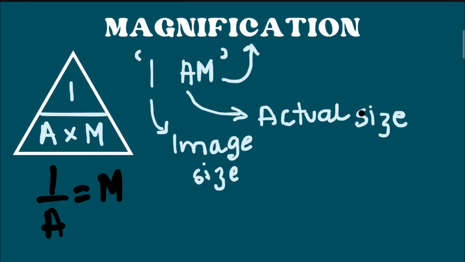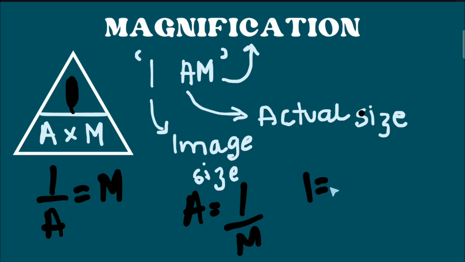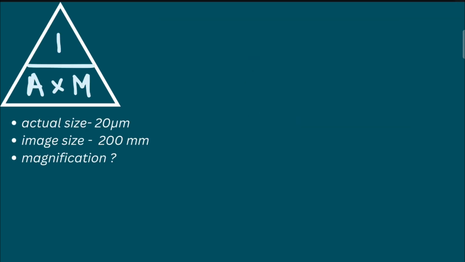Let's try this again. Let's say I want to find the actual size. I'm going to cover A. What have I left with? Actual size is equal to image size upon magnification. Now let's say I want to find image size, so I'm going to cover image. What do I have left? Image is equal to actual size into magnification. Alright, let's try doing an example.